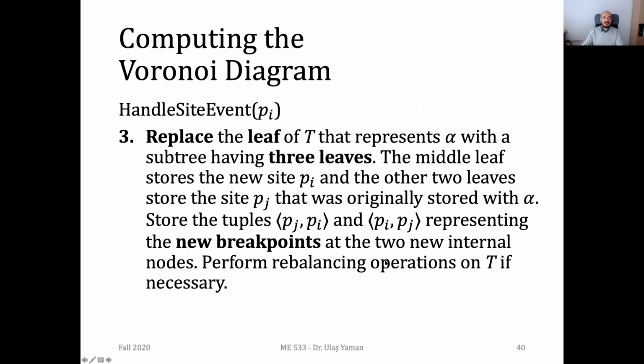Okay, let's go on. What do we do in the third step? We are trying to replace the leaf of T that represents alpha. If you remember in the previous slide, I had drawn something like that, and I had alpha here, right? Since this one is modified, I will do some modifications on it. I will replace this leaf.